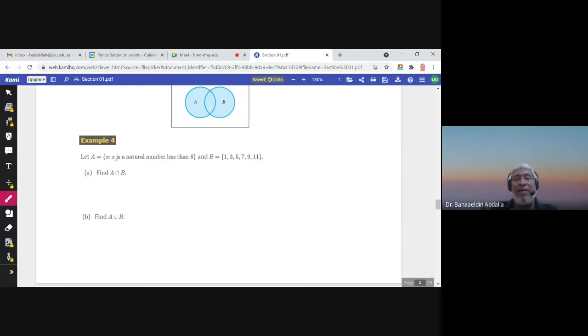Example, A consists of all X such that X is a natural number less than 6. So what is a natural number less than 6? Natural numbers are 1, 2, 3, 4. So less than 6, you will have up to 5. So this is in fact capital A, and this is the set B. And we need to find the intersection. Well, A intersection B would be 1 is here and here, so 1 is in the intersection. 3 is here and here, so it is in the intersection. 5 is here and here, so it is in the intersection. 7, 9, 11 are not here, so this is the intersection between A and B.